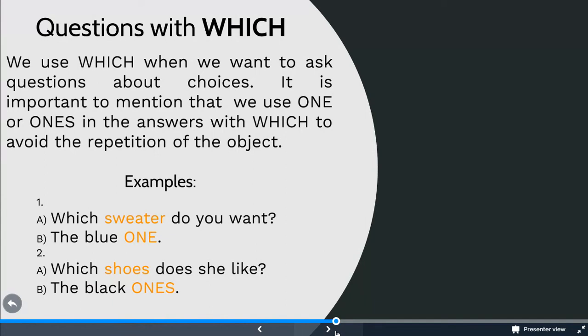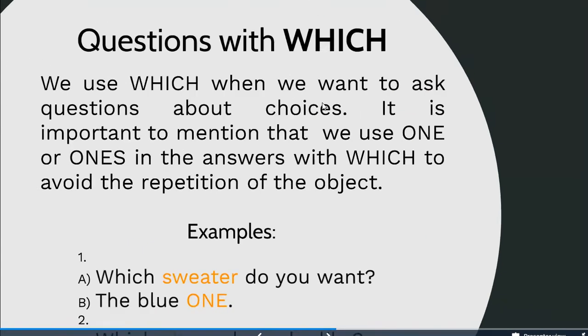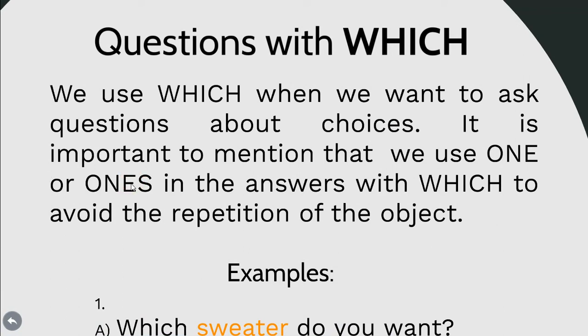And the last one is the questions with which. In this case, which is used when we want to ask questions about choices. When we answer a question with which, we use the word one or the word ones for the only reason that is to avoid the repetition of the object.